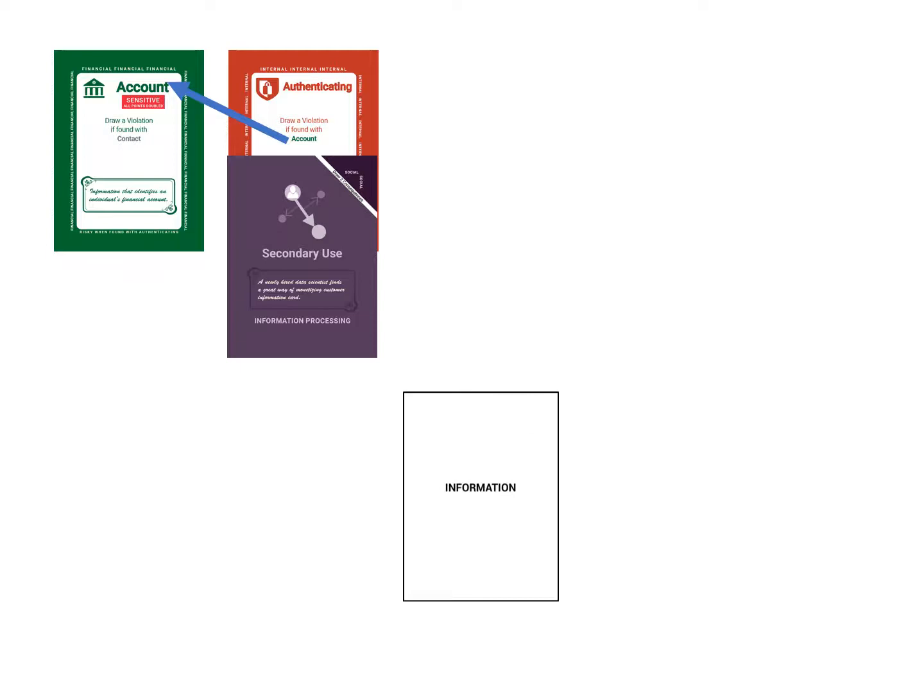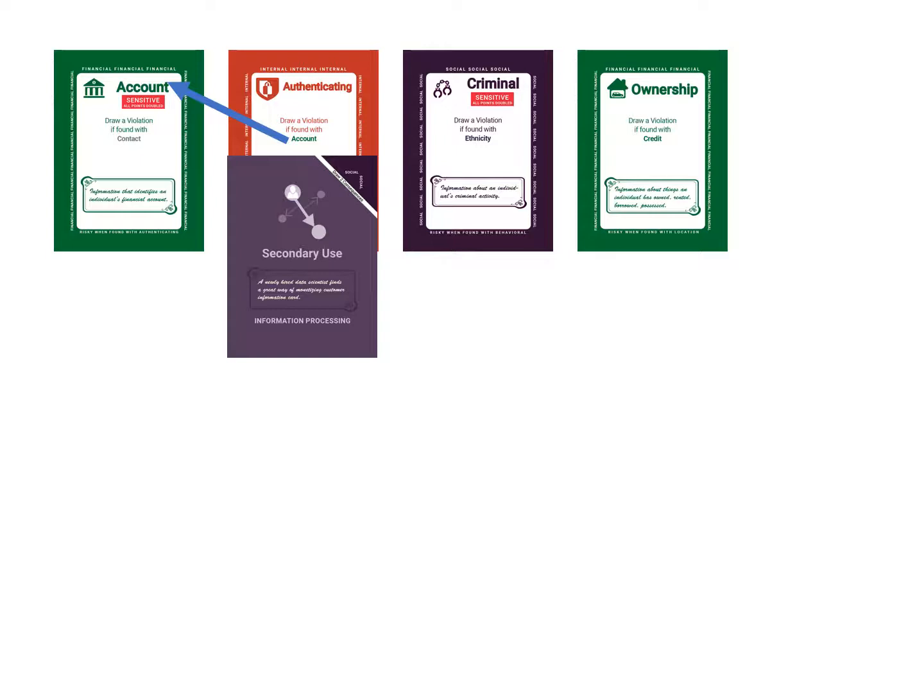Our next information card is criminal information. This says it's risky with ethnicity information, but we don't have that card, so we don't need to draw a violation. You'll also see it's sensitive. This usually means that under some law or regulation, it warrants extra protection, usually because of some historical misuse or abuse. Our next card is ownership information, which is risky with credit information, again, which we don't have.